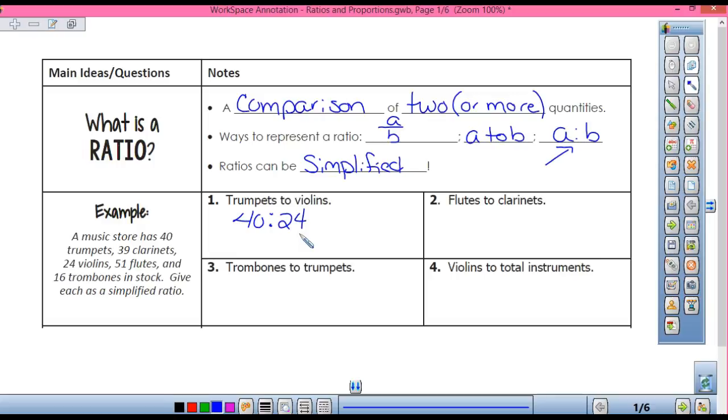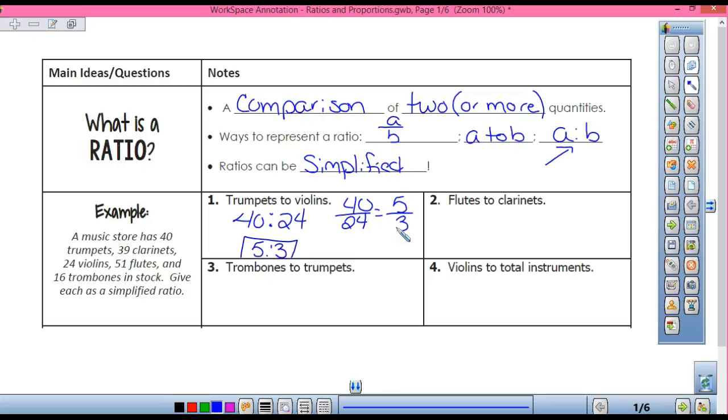What is it? 5 to 3. We divide each of them by 8. You could also write this as 40 to 24 and reduce it to 5/3. I have no issue with you writing them as fractions. Like I said, I gravitate towards this way of writing them.